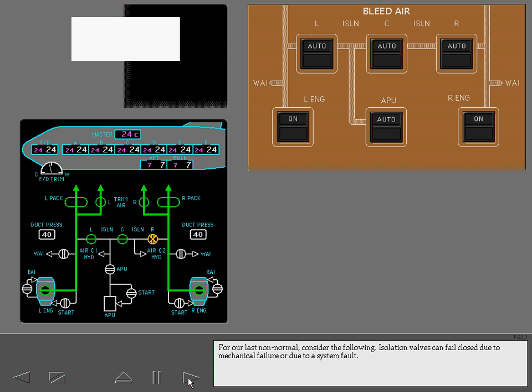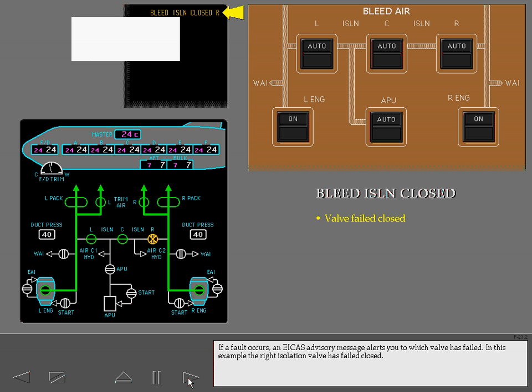For our last non-normal, consider the following. Isolation valves can fail closed due to mechanical failure or due to a system fault. If a fault occurs, an EICAS advisory message alerts you to which valve has failed. In this example, the right isolation valve has failed closed. On the bleed air panel, the respective closed light illuminates.